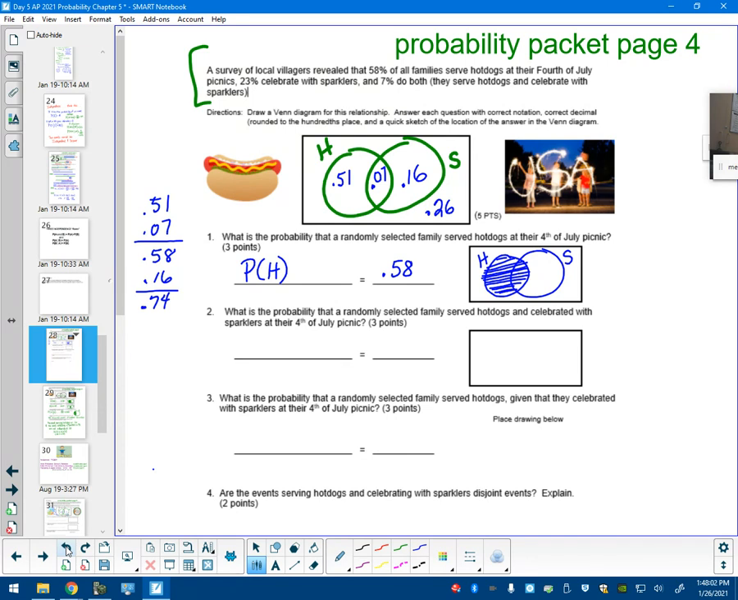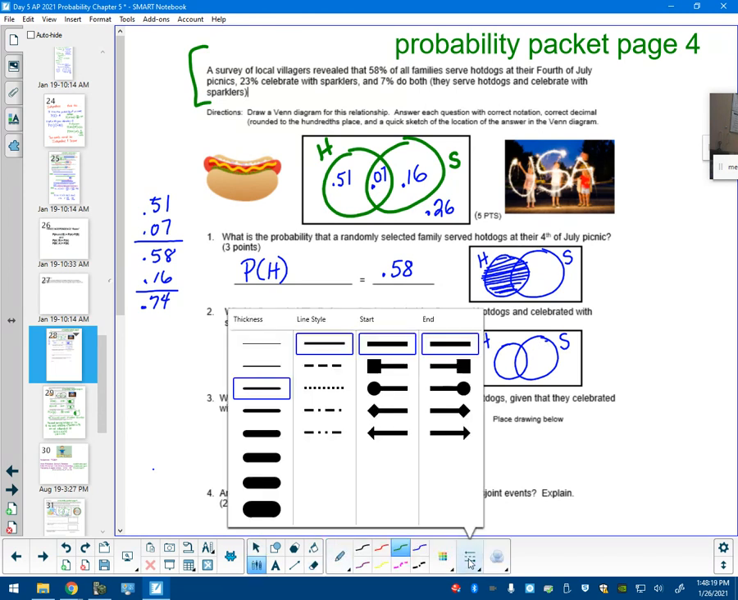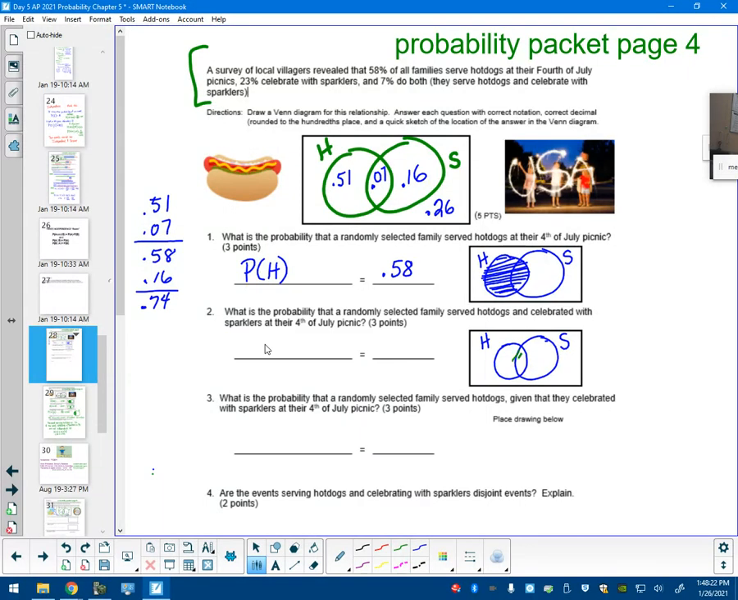All right, Rania, you're up next. What is the probability that a randomly selected family served hot dogs and celebrated with sparklers? What do I shade in this particular Venn diagram to show the hot dogs and sparklers? Yep, I shade the overlap ellipse, or whatever you want to call that shape. And the notation is hot dog and sparklers. And Rania, what is the probability there? Yep. 0.07.